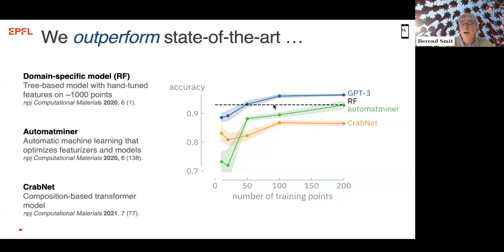This is the state of the art. This is the best machine learning model developed for this problem. And you see, with this GPT-3, if we have more than 50 data points in our training set, we do better. And when I was seeing these results from Kevin, I was actually amazed.